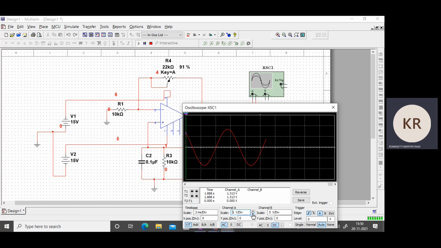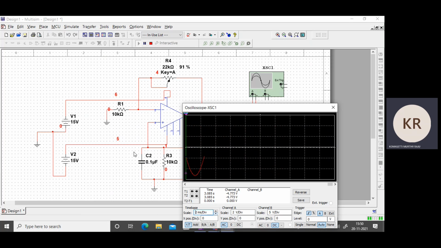We will get pure sine wave at the 91% of this one. 22 kilo ohms is the 20 kilo ohms. Exactly at 20 kilo ohms only the gain is adjusted to gain value is 1. A is equal to 1 plus RF by RI. Here 1 volt, 2 volts and 5 volts or 2 volts. Here 1 milliseconds or 2 milliseconds like that. This is the purest form of sine wave.